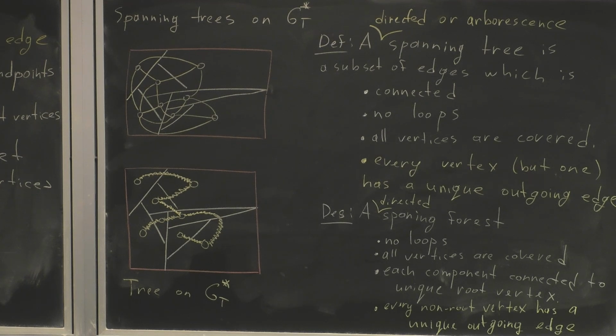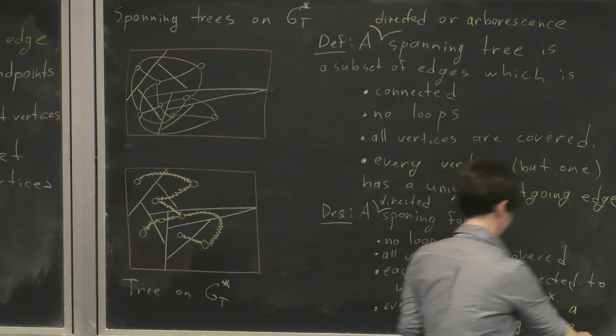And note that vertices and dual vertices, edges and dual edges are in bijection. Clearly, this is how we define the dual graph. And I claim that the complement of each tree on G star is a forest on the initial T graph. So here is a proposition.